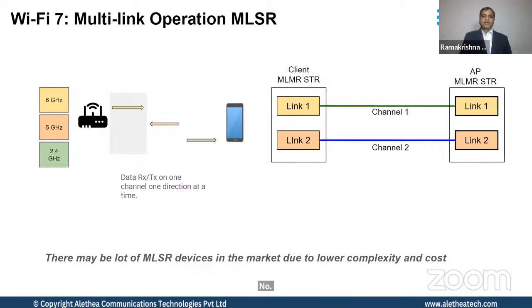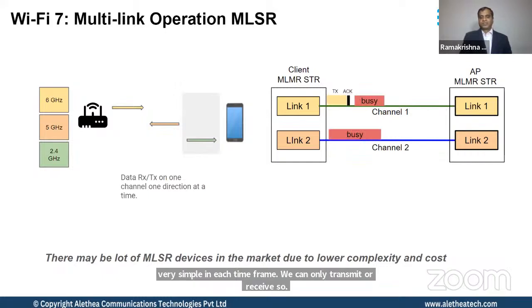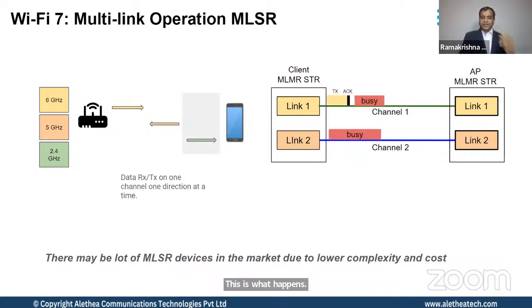Now, the last one, the MLO type MLSR. This is very simple. In each time frame, we can only transmit or receive. So this is what happens. This is very easy, but the main thing is how does it switch? So we have transmission on link 1, there's an ACK and it is busy, and link 2 was also busy. That's how I did the example.